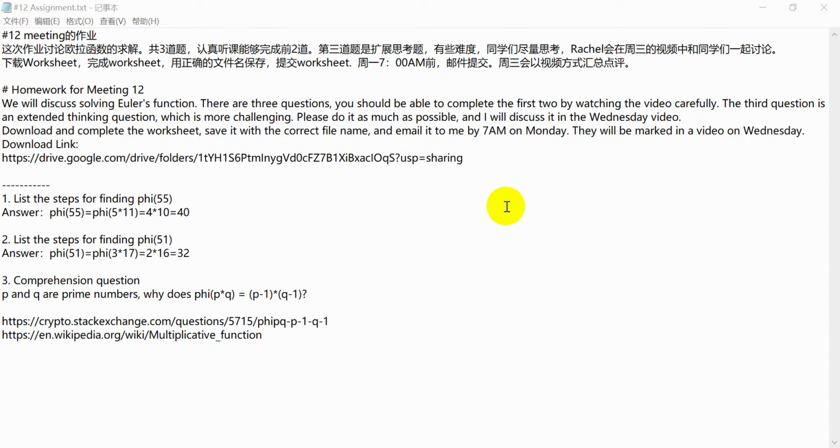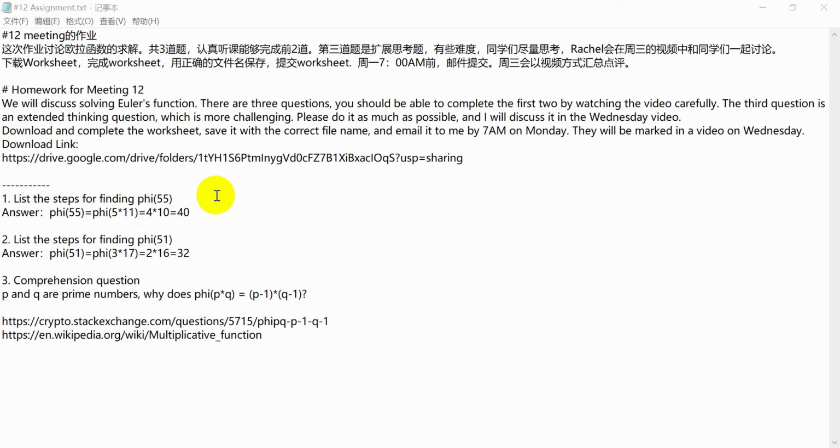Hi everyone, I'm going to mark the homework for meeting 12. The homework was around Euler's function, which is phi n. You needed to download the questions and answer them. They are these. First, list the steps for finding phi 55.